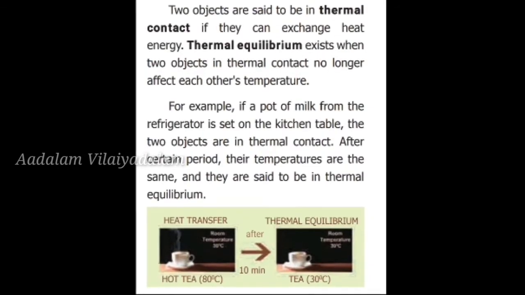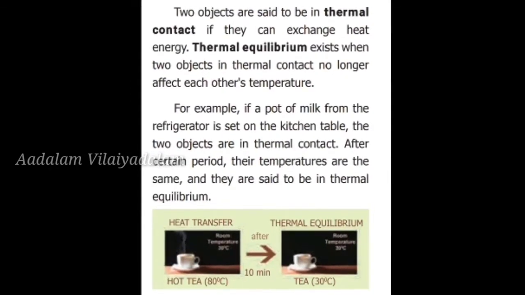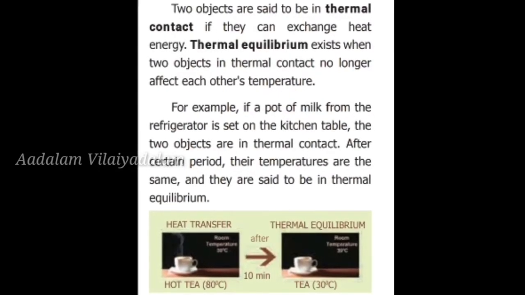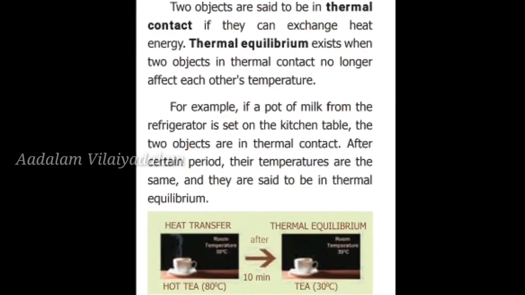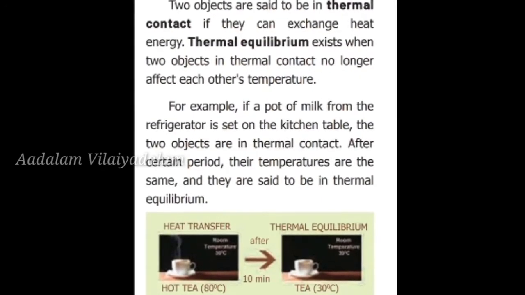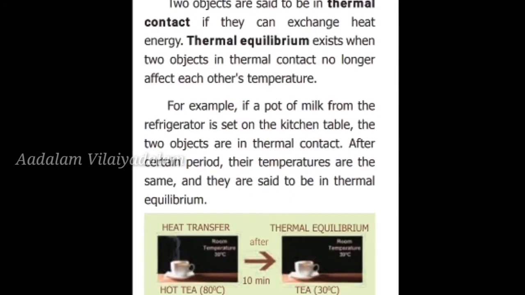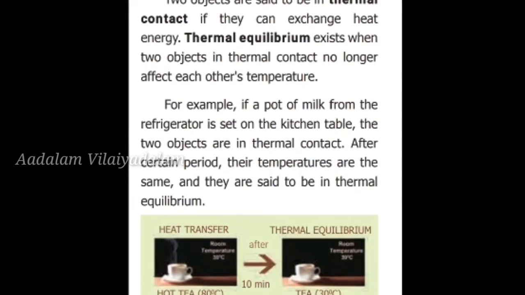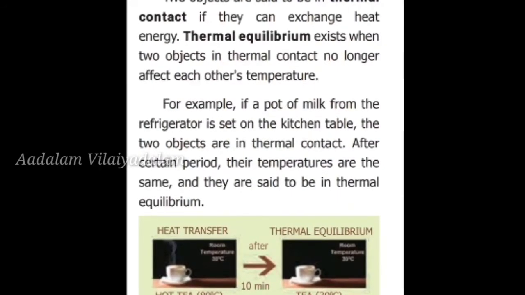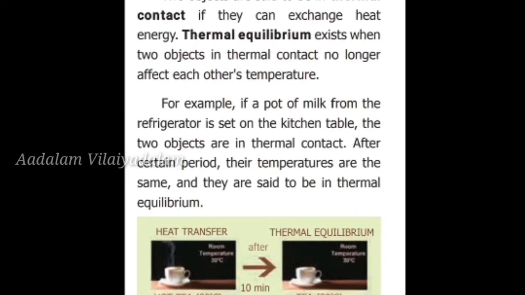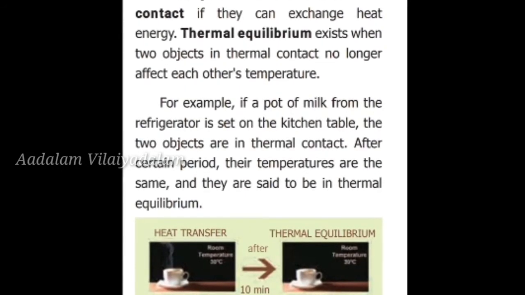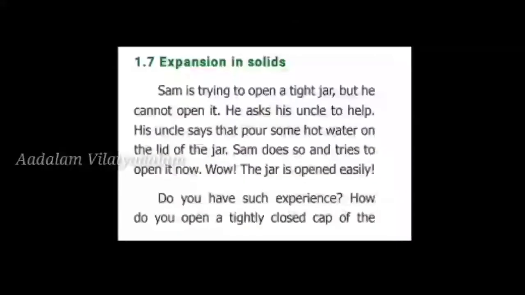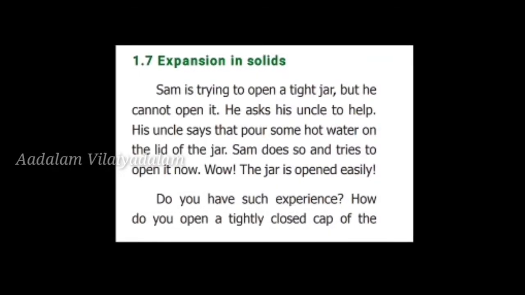The definition: two objects are said to be in thermal contact if they can exchange heat energy. But thermal equilibrium exists when two objects in thermal contact no longer affect each other's temperature. That means the temperature will change, it's not permanent. This is called thermal equilibrium. So that's clear. Next topic, expansion in solid.